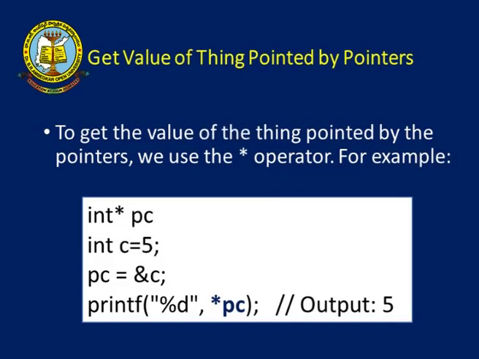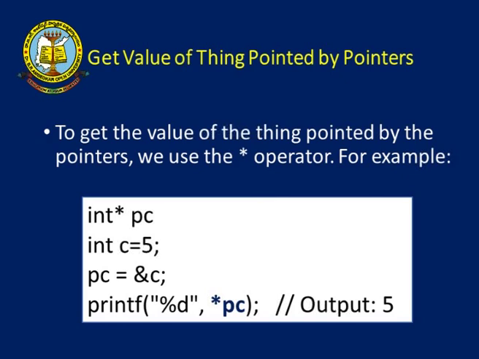Then how to get the value? With help of the pointers. As we have seen just now in the diagram, a pointer variable points to the address of another variable. Now the question is, with help of the pointer variable, can we get the value of that other variable? The answer is yes. With help of the pointer variable, we can get the value of that other variable also.